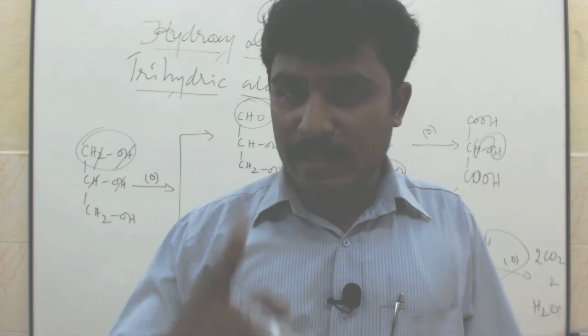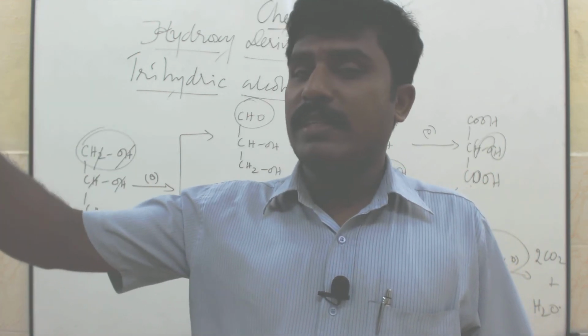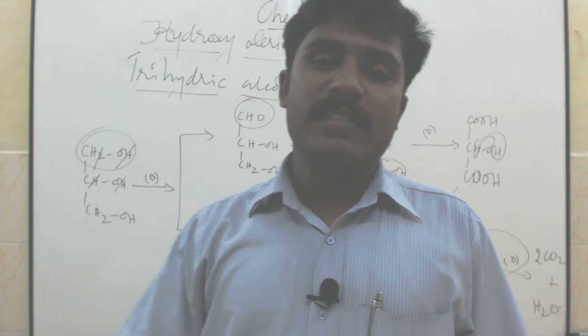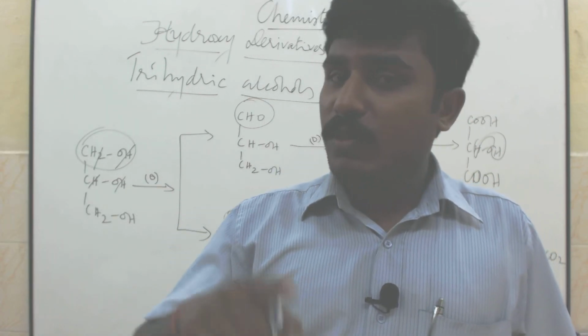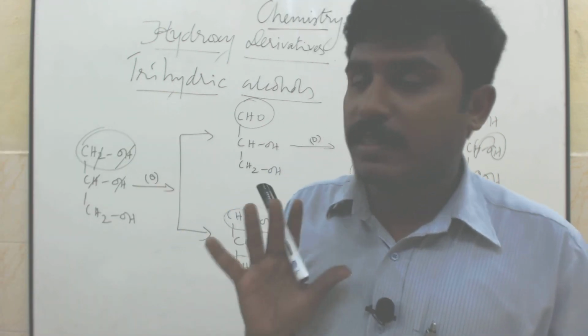Okay, basically, only one point you have to keep in mind. Primary alcohol undergoes oxidation reaction, aldehyde is the product. Aldehyde further undergoes oxidation reaction, carboxylic acid is the product. Secondary alcohol undergoes oxidation reaction, ketone. Ketone becomes a carboxylic acid. It's a very basic concept.